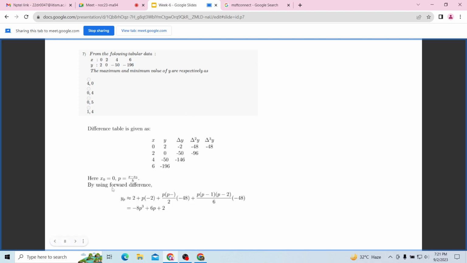Okay. Now here x naught is 0, so p will be x minus x naught by h. By using forward difference, yp is given by, okay, so first 2 plus p into del y naught, that will be minus 2, plus p into p minus 1 by 2 factorial into del square y naught, that will give you minus 48, plus p into p minus 1 into p minus 2 by 3 factorial, that is 6, into del cube y naught, that is minus 48. So simplify it, you will get minus 8p cube plus 6p plus 2. See, are you getting it?